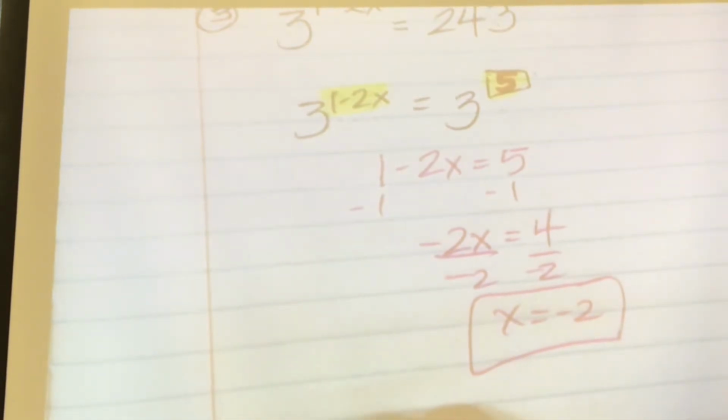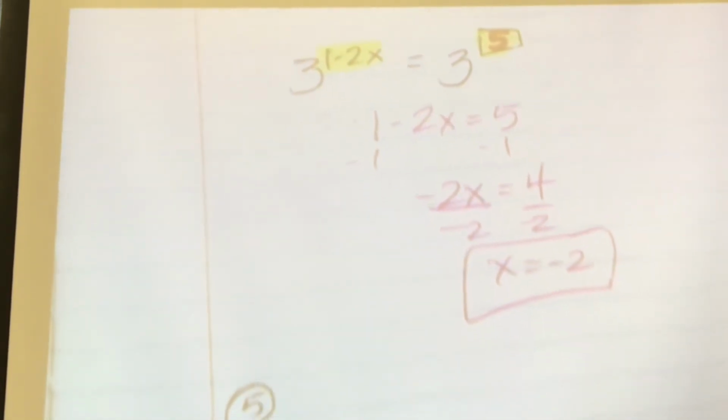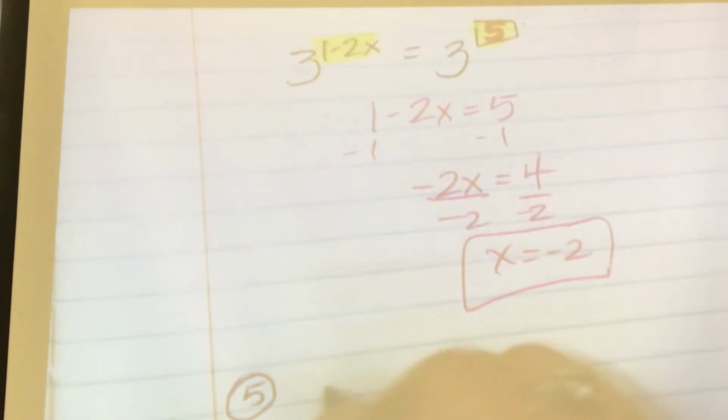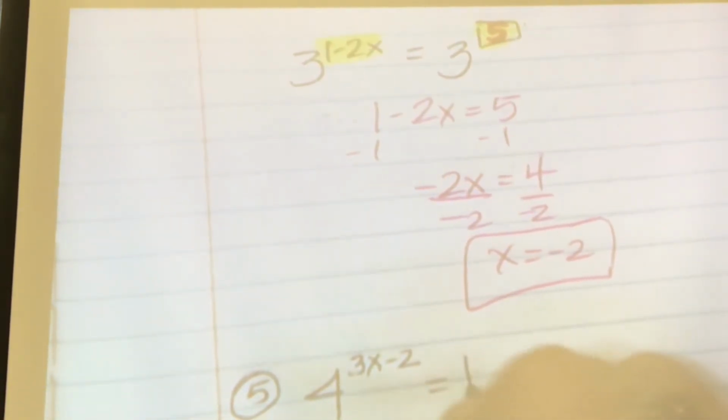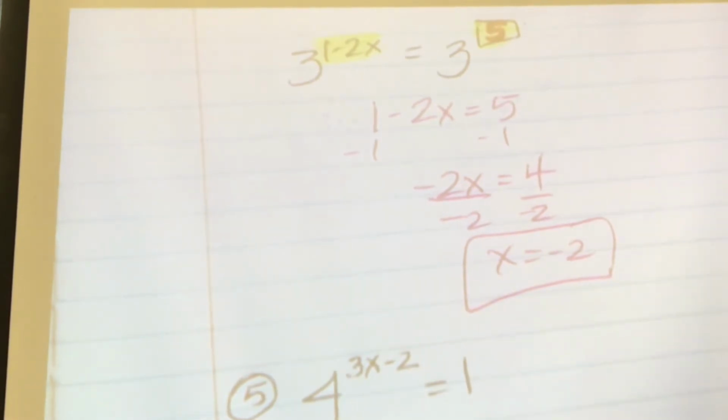Let's try number 5. We have another one with a 1 here. I have 4 to the 3x minus 2 equaling 1. Uh-oh, my bases are not the same, but I can make it the same. How can I make this 1, Jaden? How can I make this with a 4 base? 4 to the what gives you 1? Good job. So I'm going to put this as 4 to the 0, and this is 4 to the 3x minus 2.